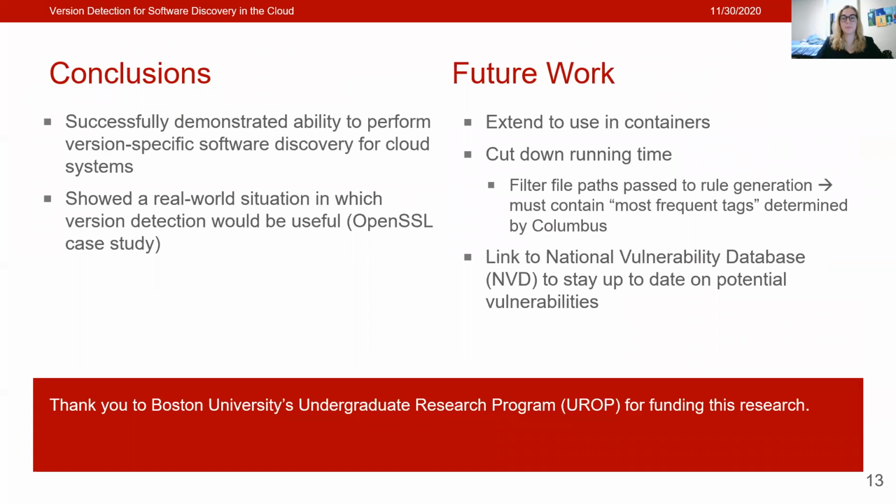Through our experiments, we demonstrated the ability to perform version-specific software discovery for cloud systems. We tested an existing software discovery algorithm and propose novel methods involving auto-generated rules used to distinguish between versions of an application, achieving up to 99% accuracy. We also demonstrated a real-world situation in which version detection would be useful with our OpenSSL case study.